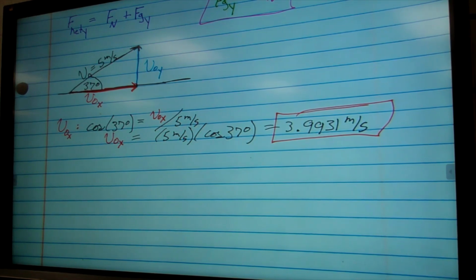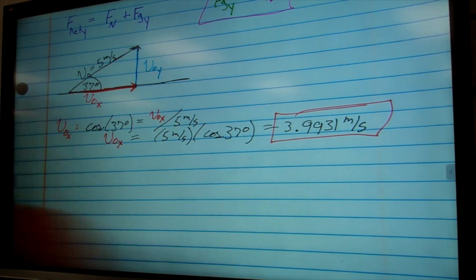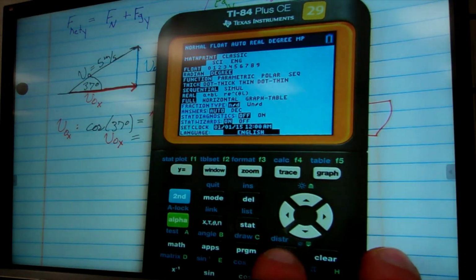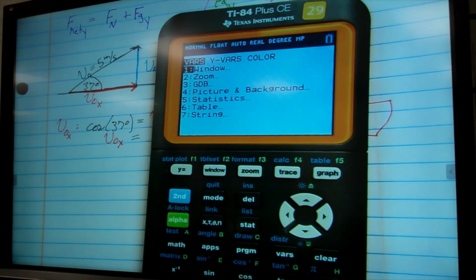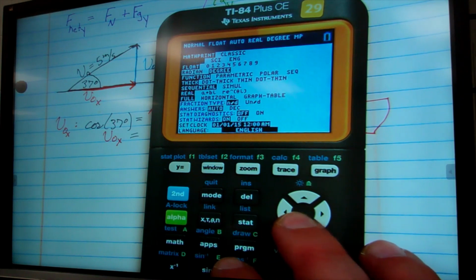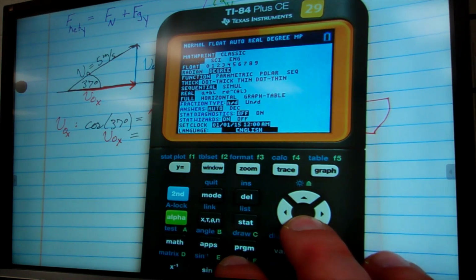You should just spend your planning period making sure all those calculators are A-OK. How do you change it? Go to mode. Once you hit mode, you can come down. Where's mode? It's right next to the second function.